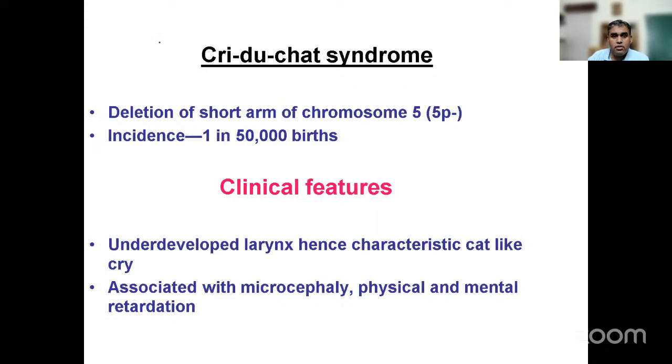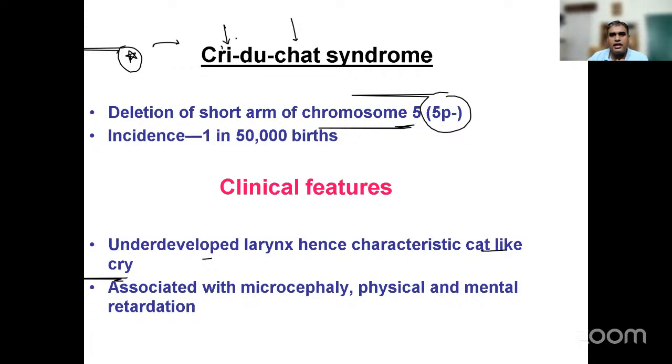Cri-du-chat syndrome is again very important, in your first and even second year. It is deletion of the short arm of chromosome 5. So remember that 5p deletion is cri-du-chat syndrome. Clinical features are an underdeveloped larynx, hence a characteristic cat-like cry. Some of you might have heard a cat crying. It sounds very typical, and sometimes you might get confused whether it's a human baby or a cat. So an underdeveloped larynx makes the sound appear like that. That is due to cri-du-chat syndrome, something related to a crying cat, on 5p.